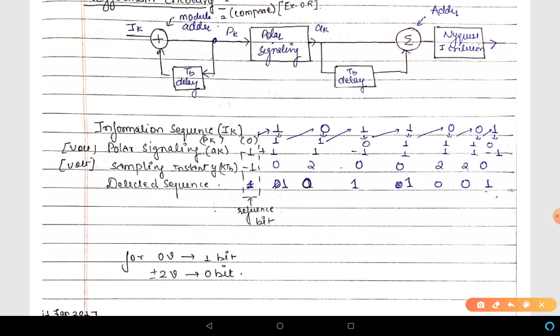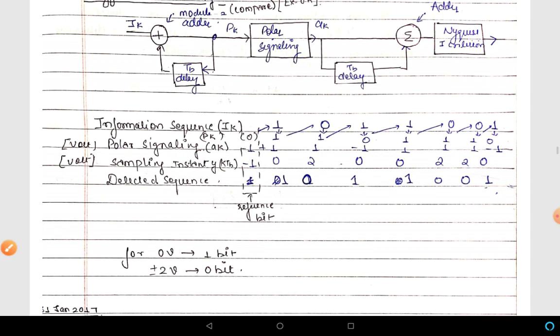Then after that we have the sampling instant. At the sampling instant, what the value is, is the important question. In the similar fashion that we have seen in the detection of the Nyquist second criteria pulse, this is a sample value. This is -1 actually. Since we are using the Nyquist second criteria pulse, these two would be added together to produce this sample value, which is 0. These two will be added together to produce this sample value, which is 2.